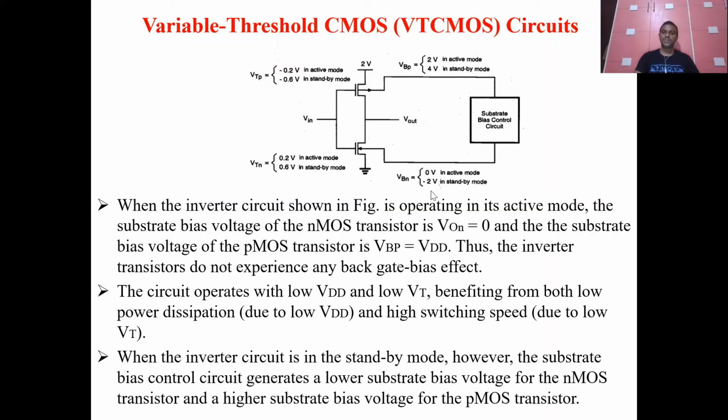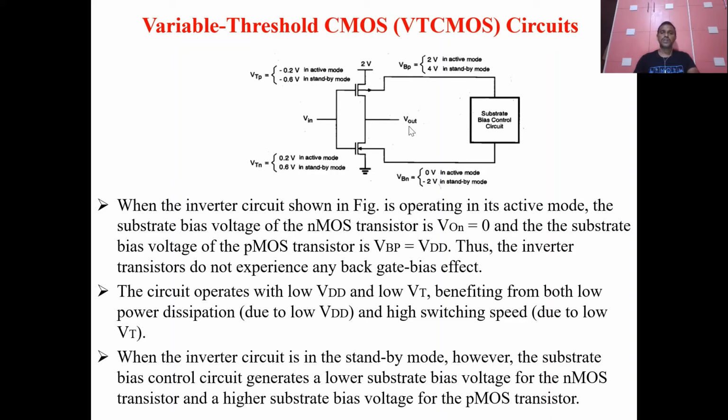That is, here for the NMOS transistor it is minus 2 volts, and for the PMOS transistor it is 4 volts in standby mode. Like this, we are going to reduce the power consumption. At the same time, we are reducing the threshold voltage required, and at the same time, we are increasing the speed of the circuit performance. That is what we have here: the variable threshold CMOS circuit.